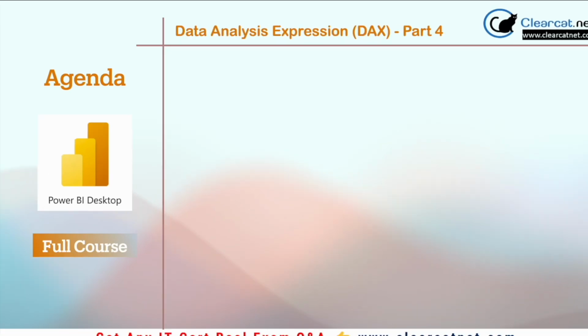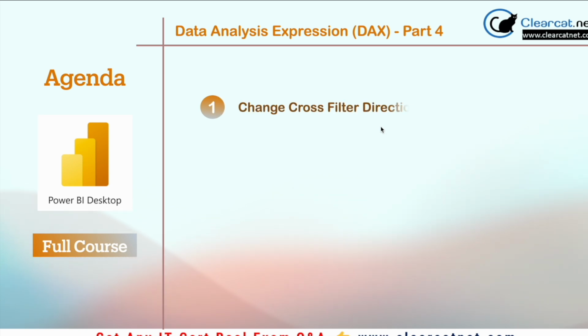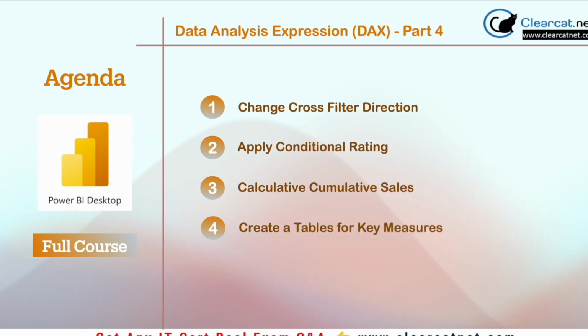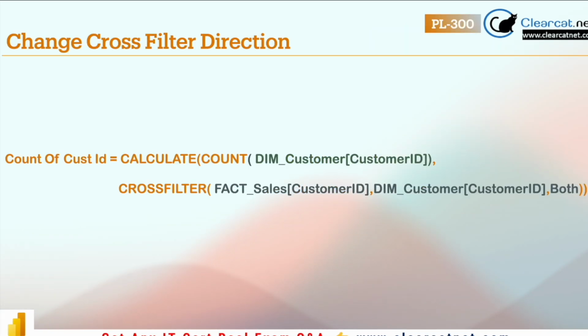Hello friends, this is data analysis expression DAX part 4 video. In this video, we are going to learn change cross filter direction, then apply conditional rating. Third one will be calculate cumulative sales, and the fourth one will be create a table for key measures. Keep watching this video. The first one is change cross filter direction.